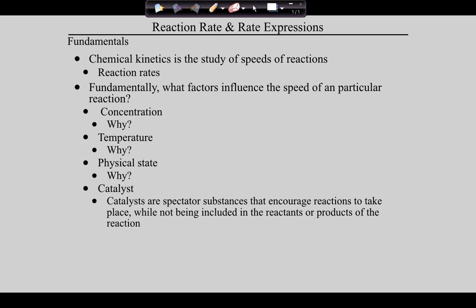Guys, sometimes a catalyst is just a surface upon which the reaction takes place. Sometimes a catalyst goes in as a reactant and comes out as a product. So there it's technically both a reactant and a product, which still makes it a spectator because it goes in and then comes out unchanged. And you'll find out this is all about what we call homo and heterogeneous catalysts. And we'll talk more about that later.